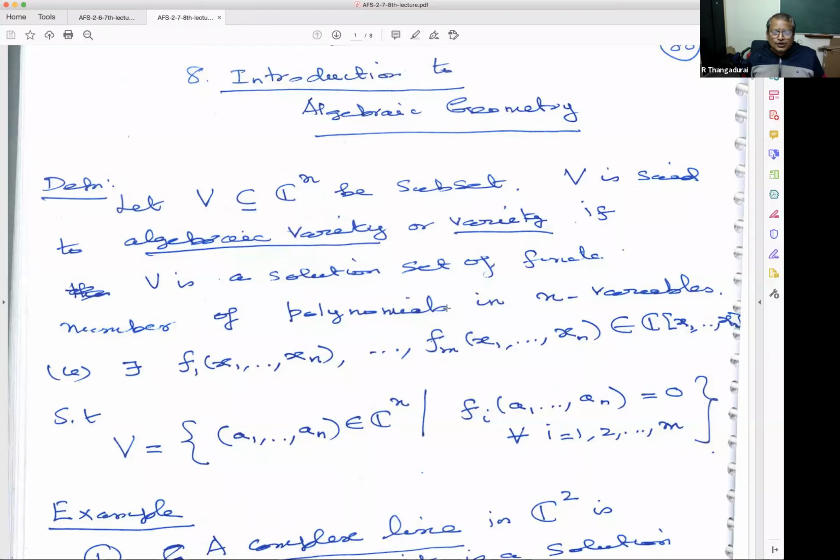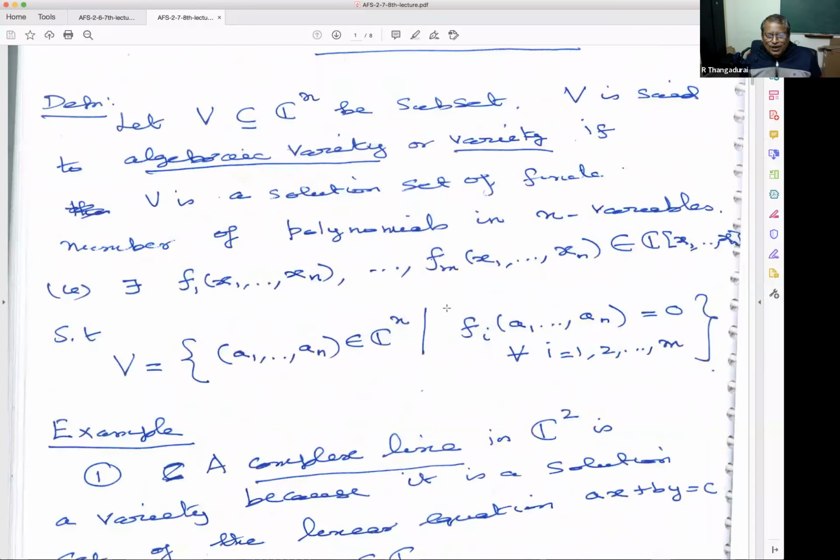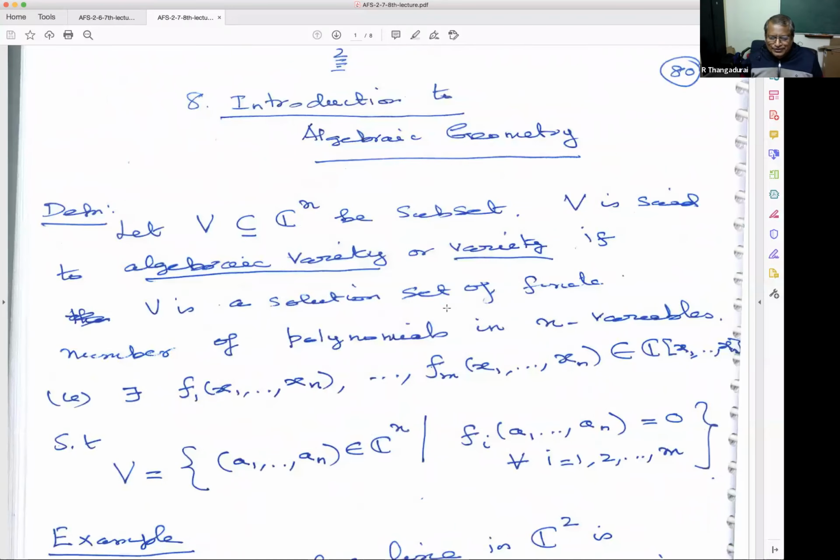You collect all the solutions. That set is called an algebraic variety. It's a notion. Or just a variety. V is a subset of the complex Euclidean space C^n.